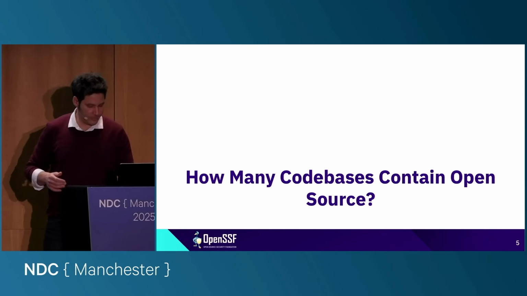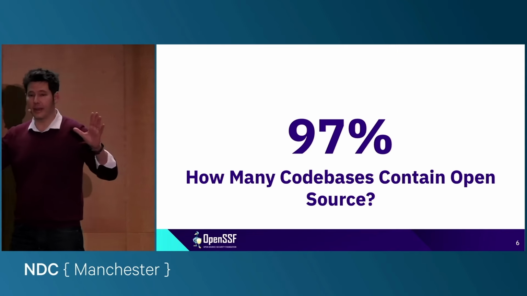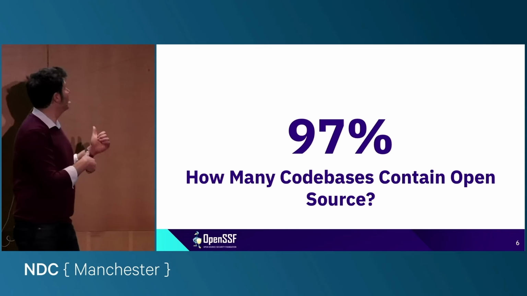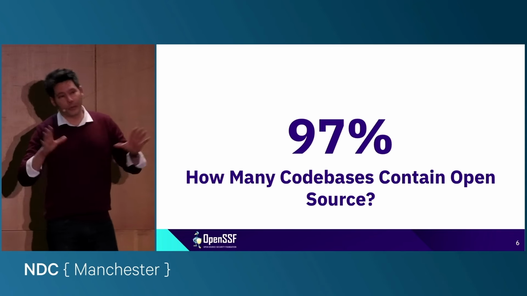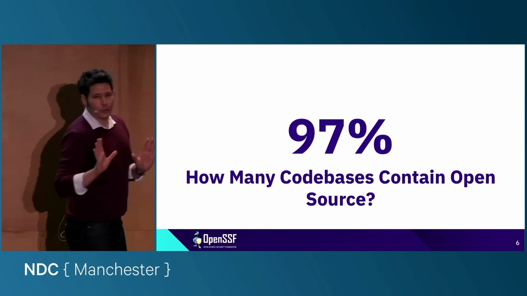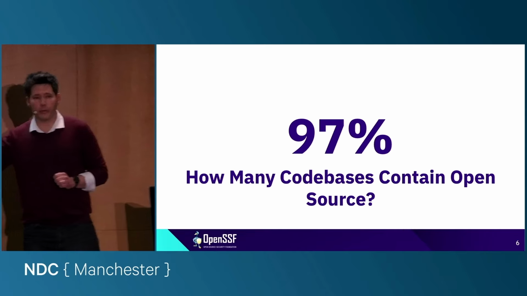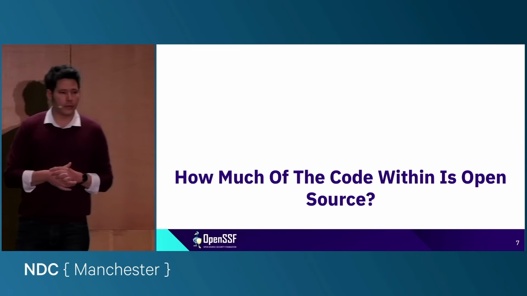90. So actually, 97%. Wow, OK, big number. And that's actually the number for 2024. The recent one shows 98%. I didn't put it in because 97 is enough of a number to put you on the edge of your seats, right? So of these 97%, how much of the code do you think is actually open source?